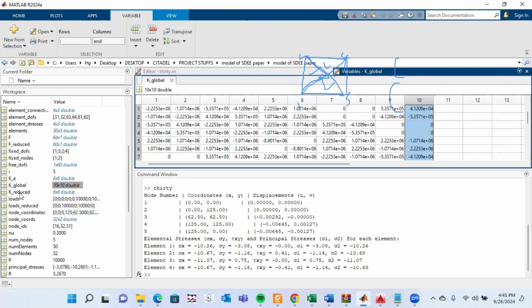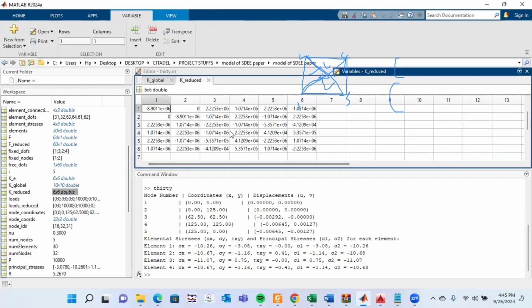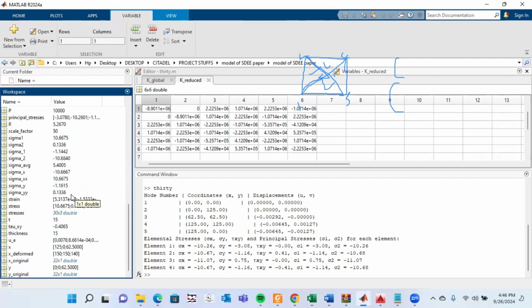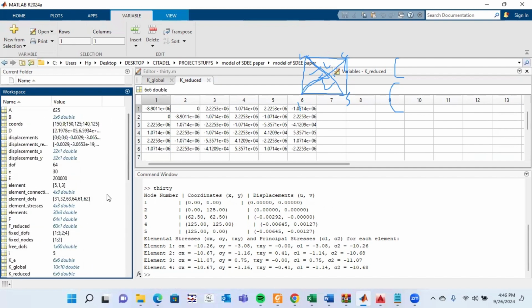And this is your K reduced. And this is your node coordinates. All these are 0, this 0, 1, and all those ones. This is it. And I think if you can just find something to say about this, you should be fine, to be honest.